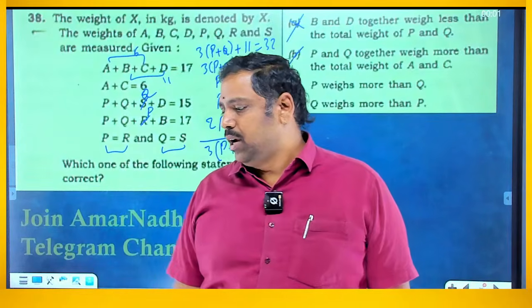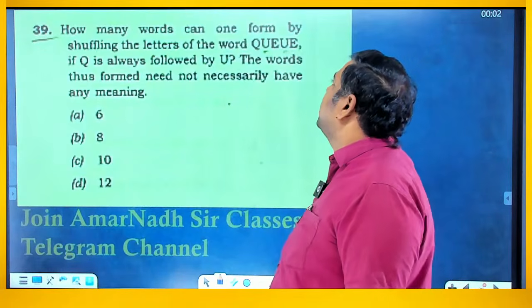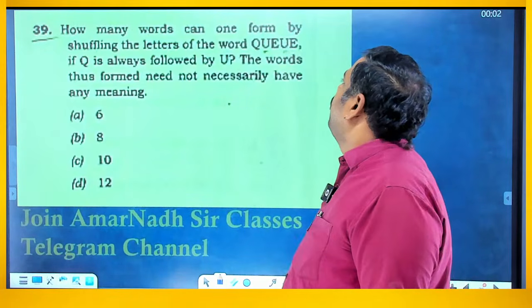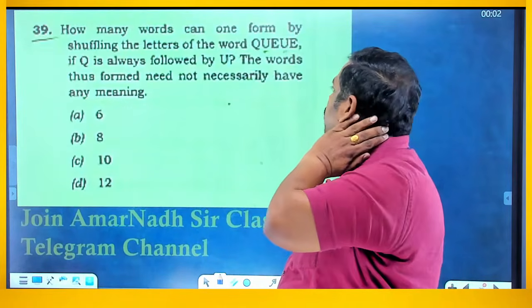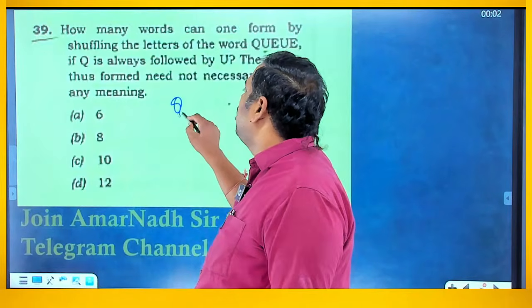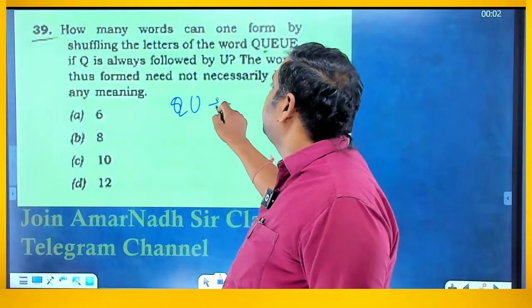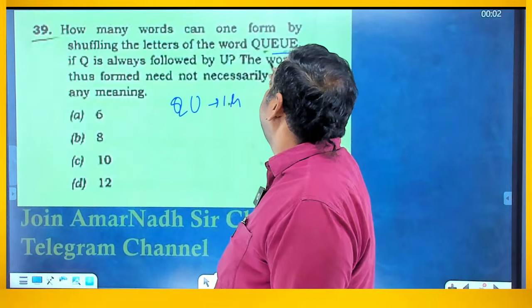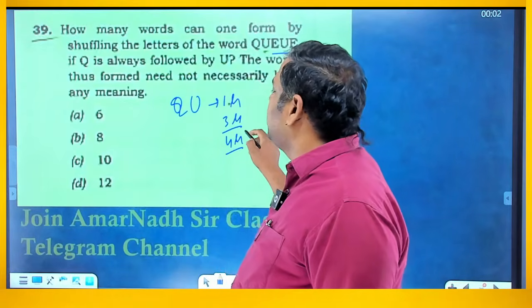Okay, let's go for the next one. How many words can one form by shuffling the letters of the word, if Q is always followed by U? Q is always followed by U, so you should not interchange these two. That's why these two I'll take as 1 unit. The remaining 3 I'll take as 3 units. Altogether 4 units, and I have to interchange them.